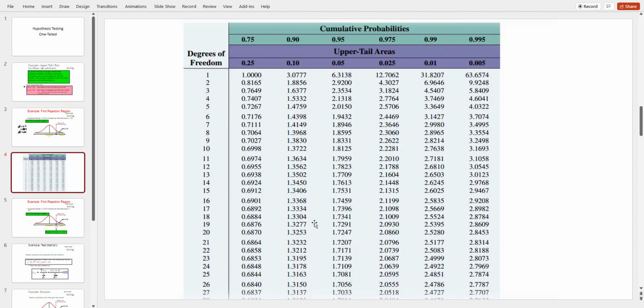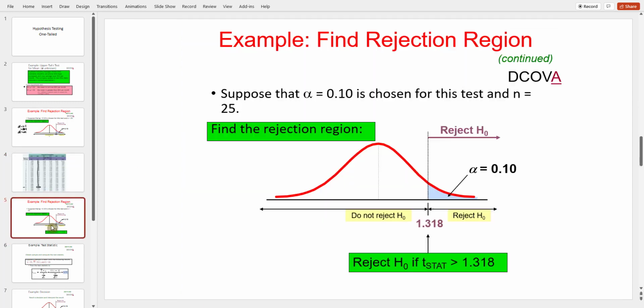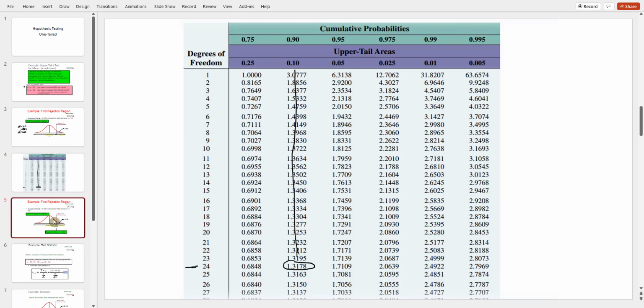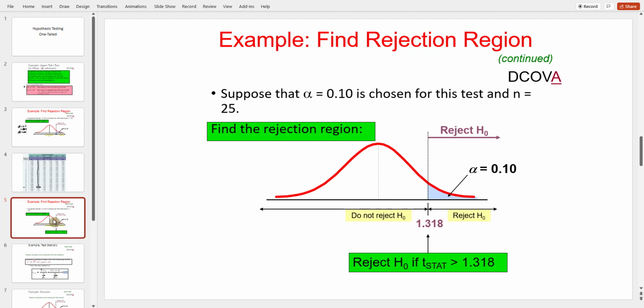So let's go ahead and go to our table. We're looking for 24, and we're looking for 0.1. So this is 0.1 here in the upper tail, and so it meets here, 1.3178. Okay, or we can just round it. It was 1.318. So yeah, we can round that. All right, so that's the t-value that separates the regions.